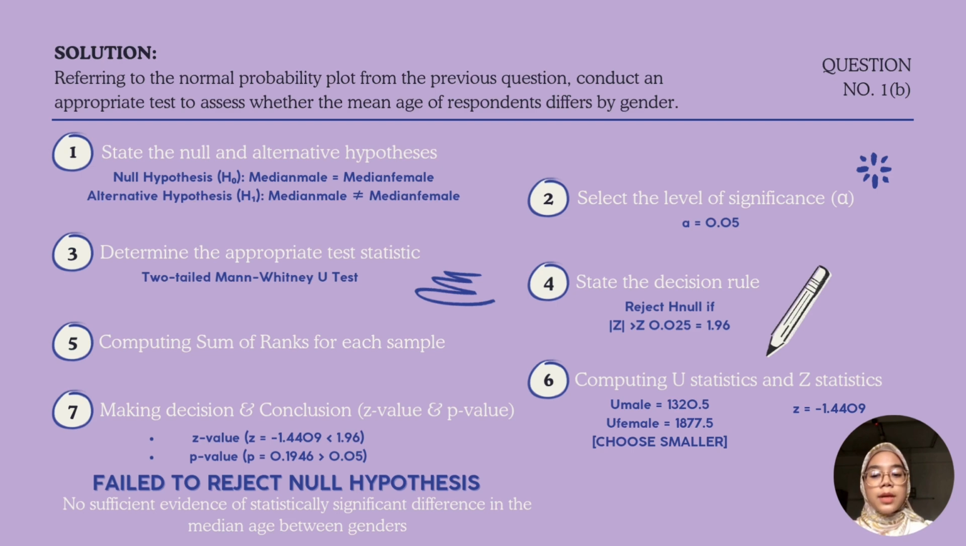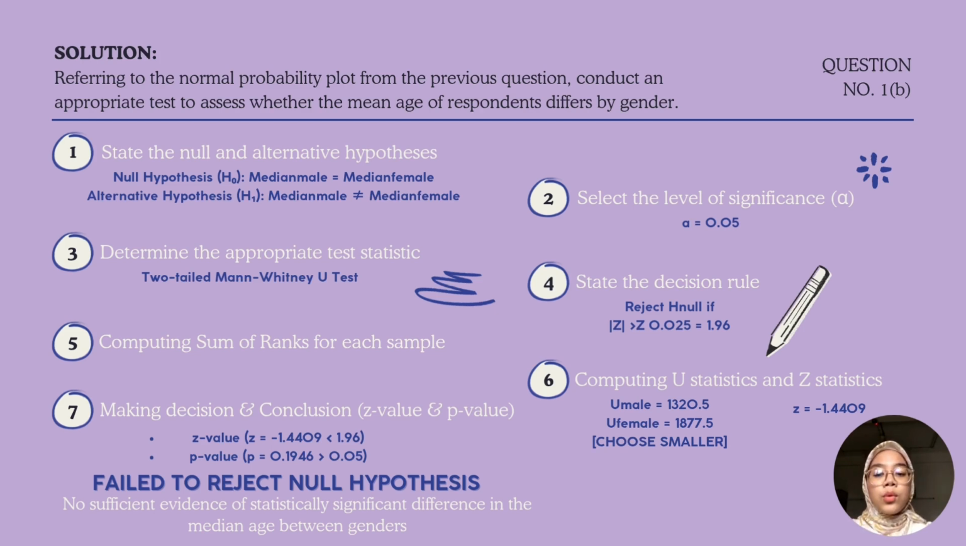The last step is to make a decision and conclusion based on these two values, the Z value and the p-value. For the Z value, negative 1.4409 is less than 1.96 in magnitude, while the p-value 0.1946 is greater than 0.05. So there is no sufficient evidence of a statistically significant difference in the median age between genders.